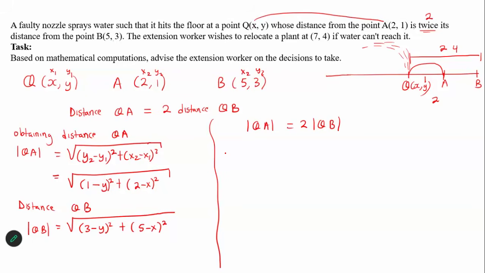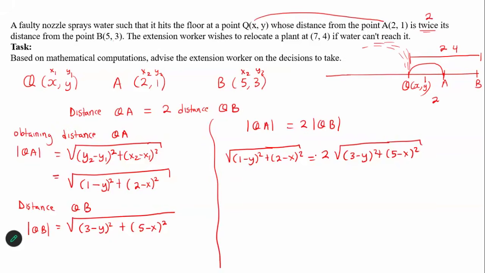So I substitute what I have. Here I have (1 minus y) squared plus (2 minus x) squared is equal to twice the distance, this side, which is (3 minus y) squared plus my (5 minus x) squared. So what am I going to do next?